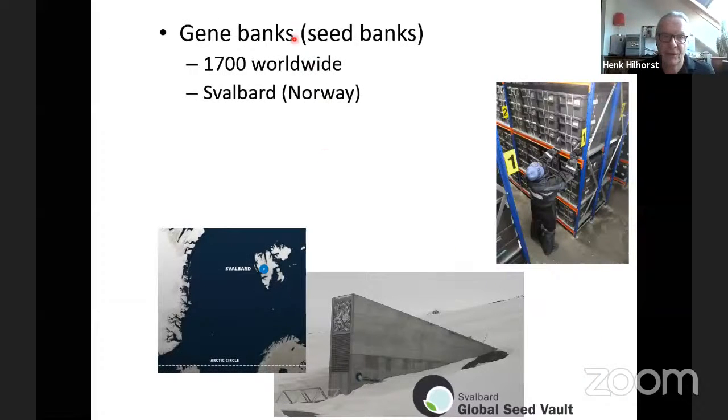And therefore we have gene banks in the world, around 1700 in total. The most famous one is the Svalbard gene bank in Norway, north of the Arctic Circle.